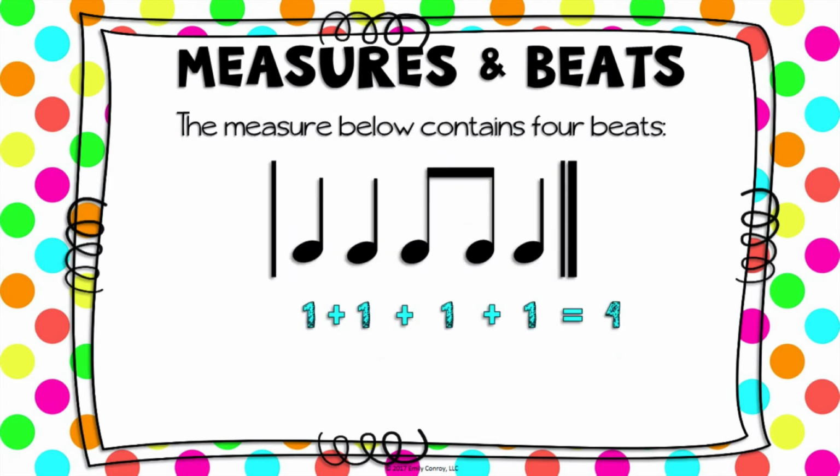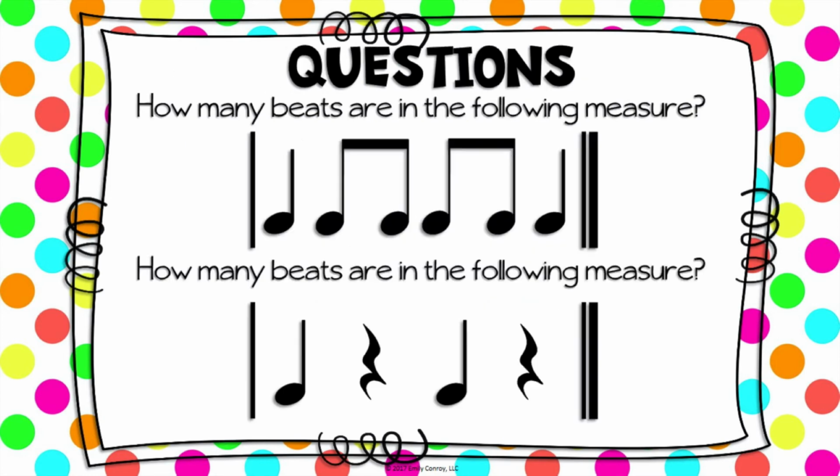Good. So this measure right here has 4 beats, right? Because we start on the left side with our quarter note. That's 1 beat. Another quarter note, that's 2 beats. A set of eighth notes, that's 3 beats. And then one more quarter note gets us to 4. Awesome. So let's take a look at the measure on the top and see how many beats are going to be in there. Take a sec and try and count for yourself, and then we'll count it together, see if you got it right.